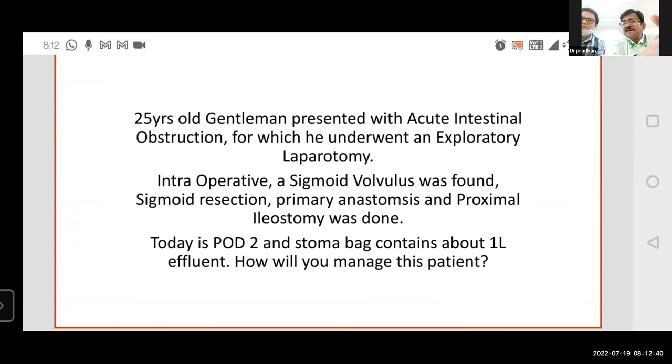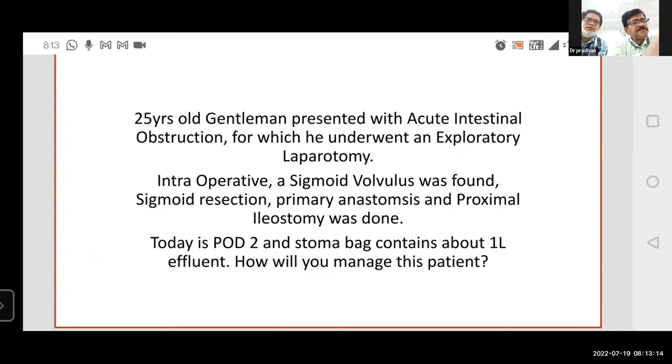He has done a proximal diversion, and you being a resident on the second post-op day, you find this is contained in the bag. How will you proceed to plan your treatment for this patient in the next 24 hours? What will you do? Sir, I will take the history. Then we'll do the general physical examination. Sir, we'll look for the charts and then blood investigation.